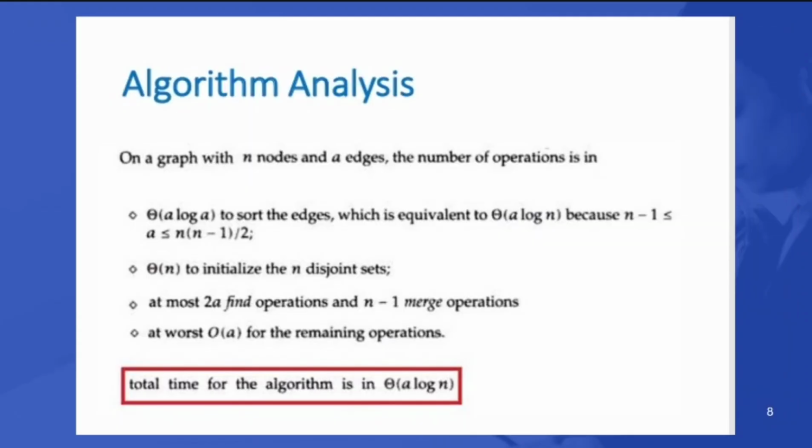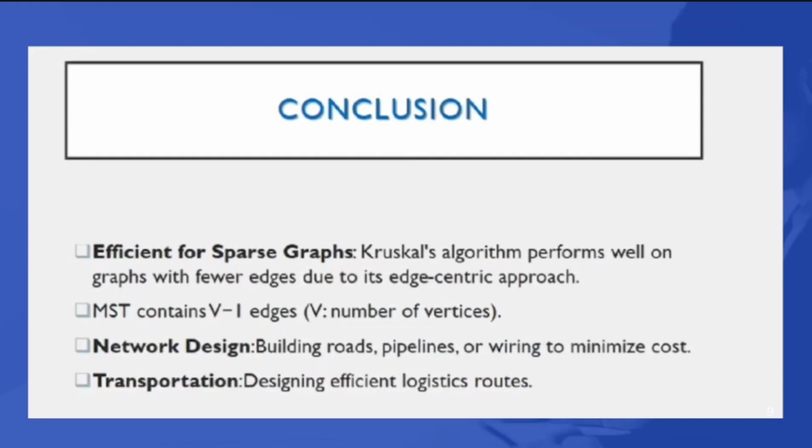First, sorting the edges takes E log E, where E is the number of edges. Since E is limited by the size of the graph, this simplifies to E log V. Then we initialize n disjoint sets, which takes n. After that, the algorithm performs at most 2E find operations and n minus 1 merge operations, which are efficient and don't add much overhead. Finally, any remaining operations are at most big O of E. When we put everything together, the total runtime is E log V, which is efficient for handling graphs.